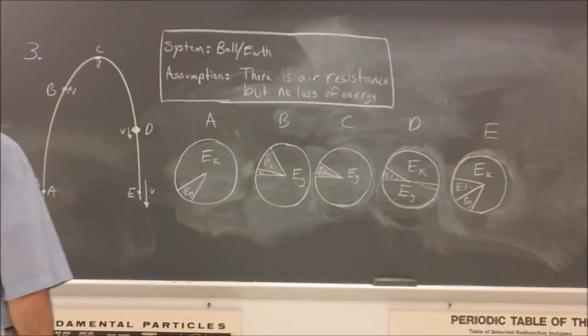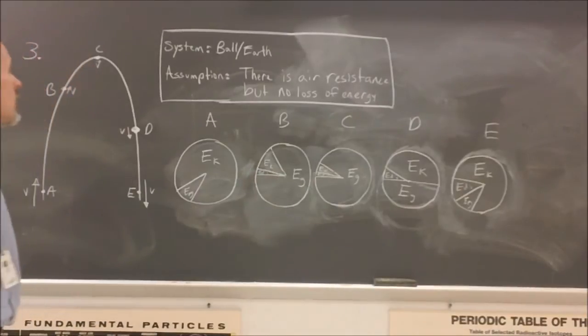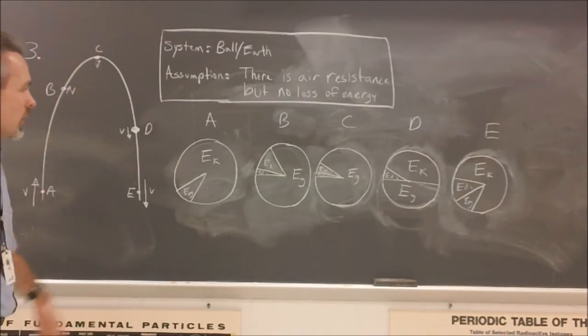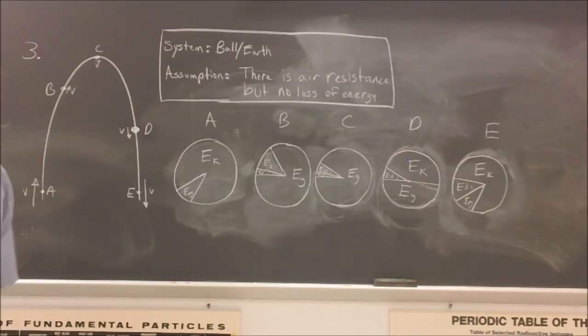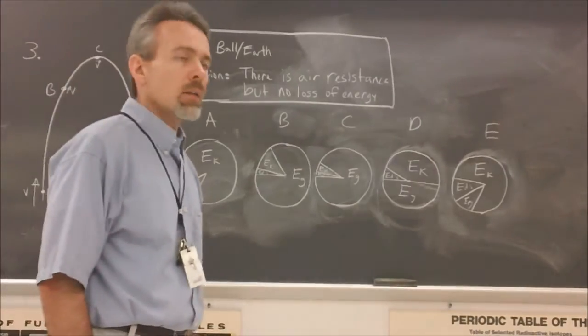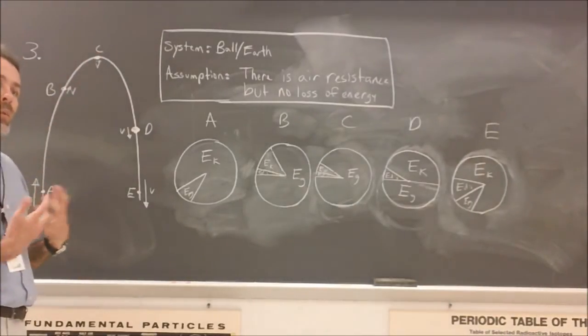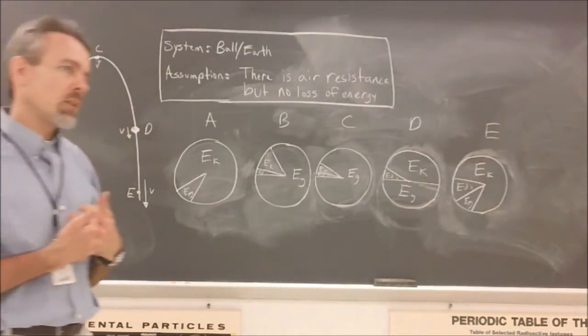First of all, you have to define what your system is. And I'm going to say my system is the ball Earth. Because if you think about it, why is it that the ball is slowing down here? It is slowing down as it goes up and then speeds up coming down. It's because the Earth is exerting a pull on it. Well, the ball is also exerting a pull on the Earth. So we really have to look at both of these objects together.